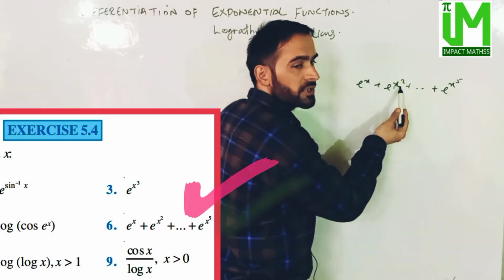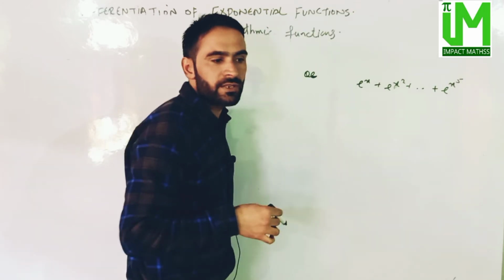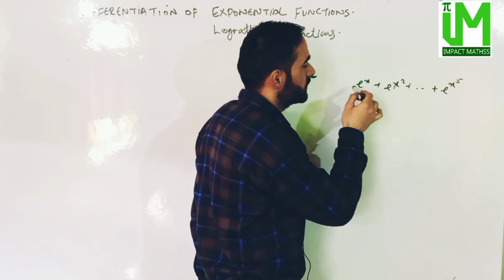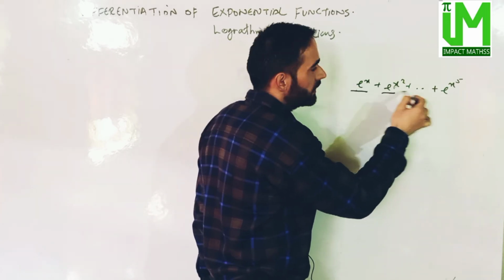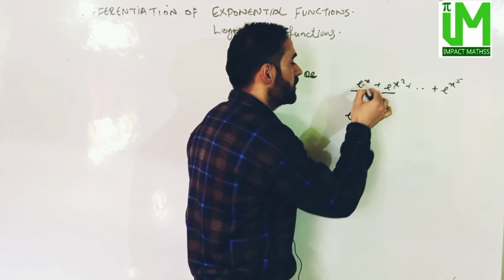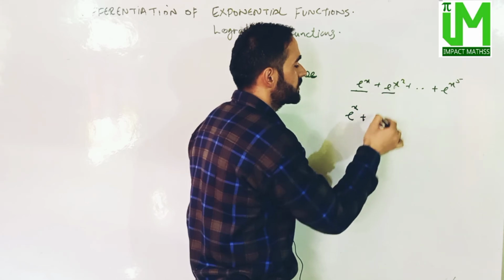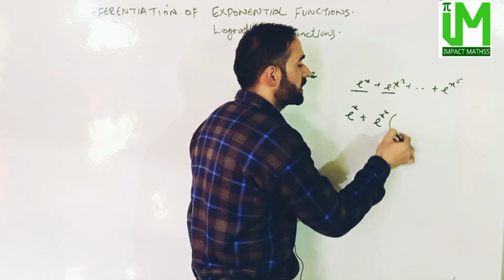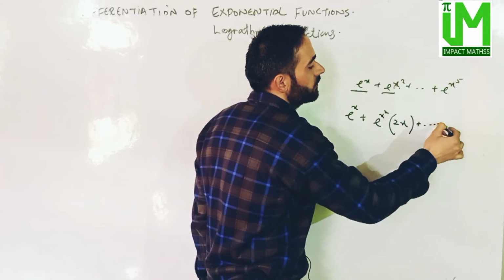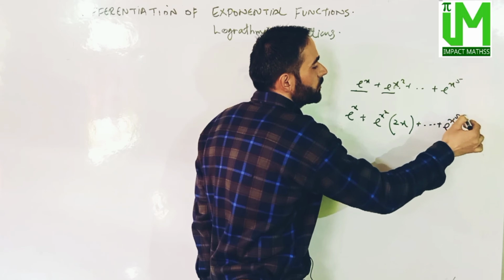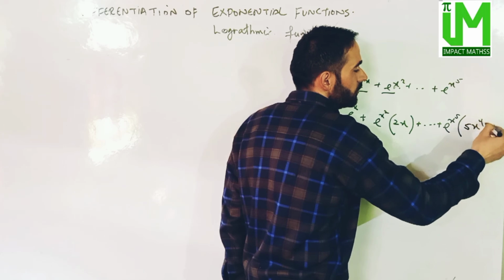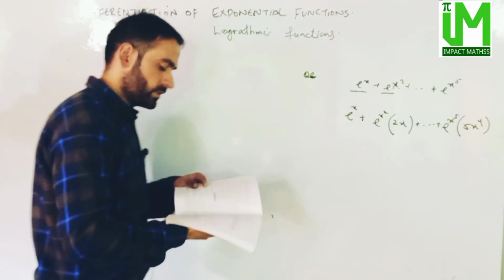So e raised to power x plus e raised to power x square plus up to e raised to power x raised to power 5. ठीक है, differentiation करो. Derivative of sum is sum of derivatives. That means प्रत्येक टर्म में अलग अलग differentiation करिए. So what will be differentiation of e raised to power x, e raised to power x square? पर guys x square's internal differentiation what will be that? 2x. ठीक है, plus up to e raised to power x raised to power 5. पर guys x raised to power 5, so it will be 5x raised to power 4. So this is derivative of question number 6.